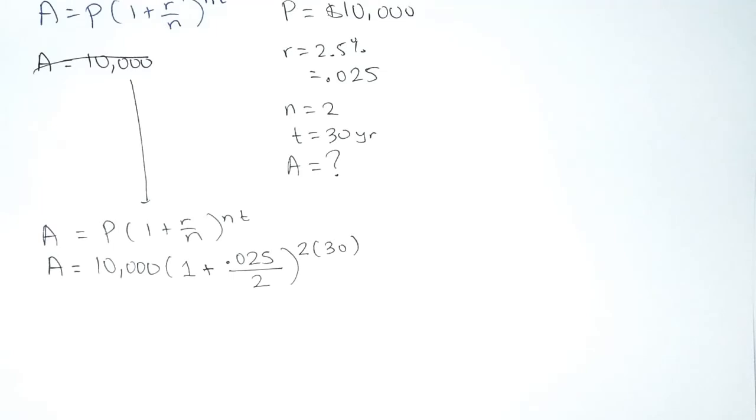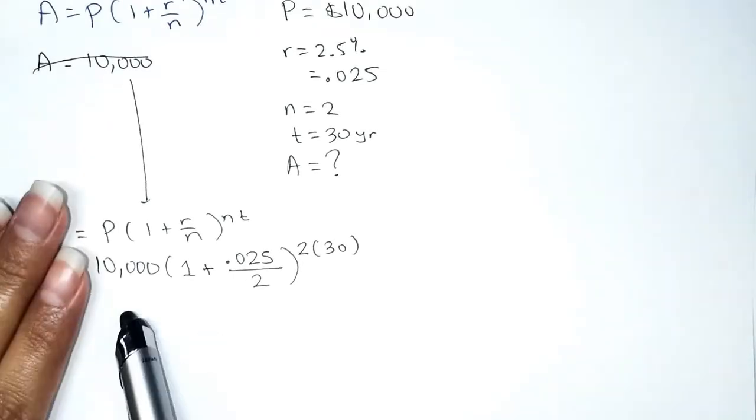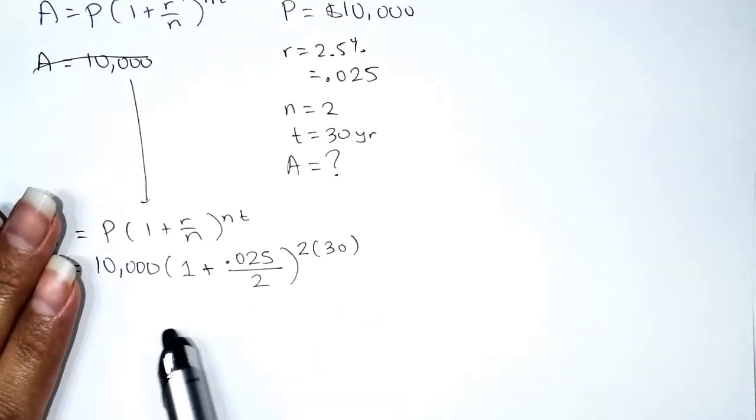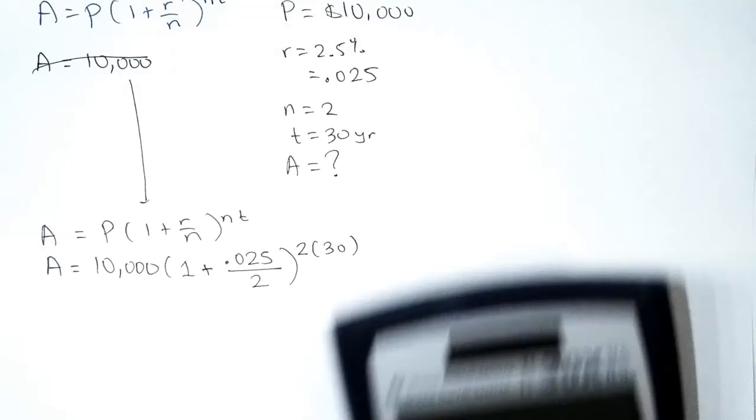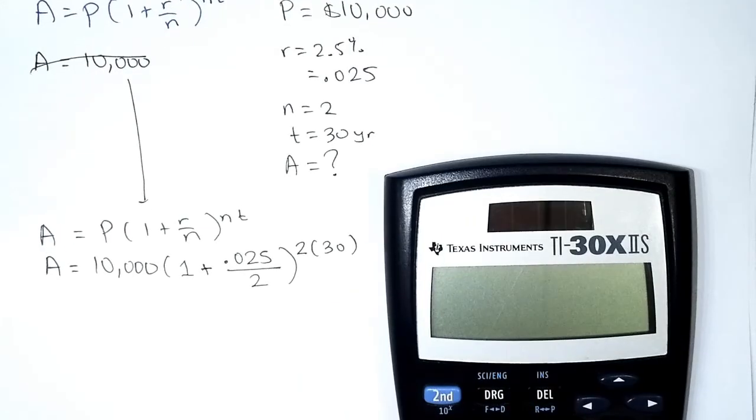I want to point out that to solve for A, there's nothing that we need to do to both sides. It's strictly arithmetic. So you don't have to show me the in-between computation. You can go straight to answer. Okay, so let's just use our calculator.